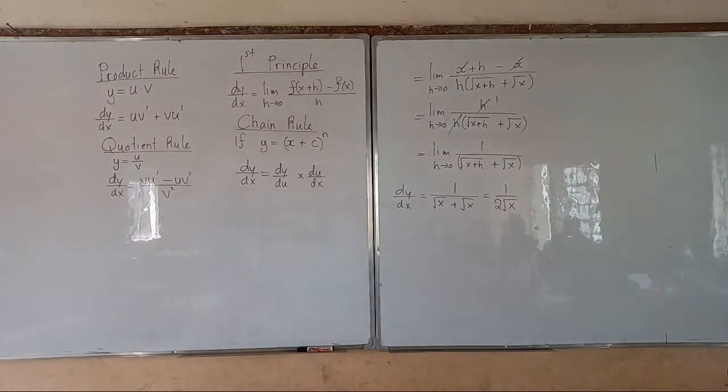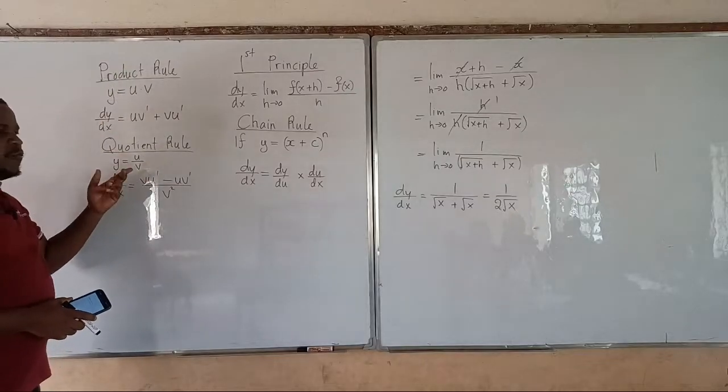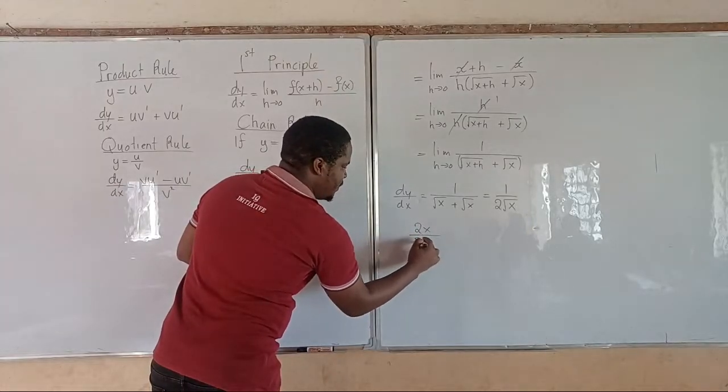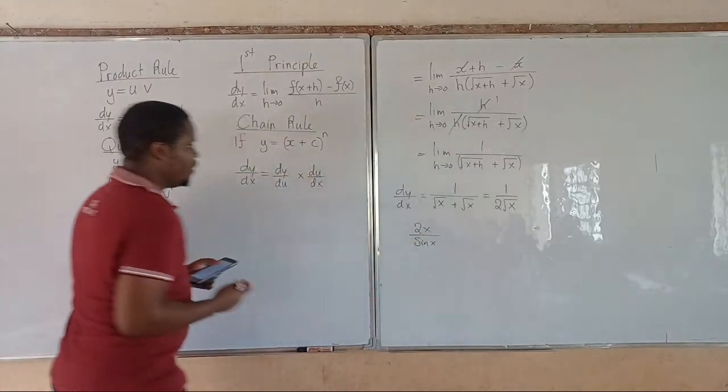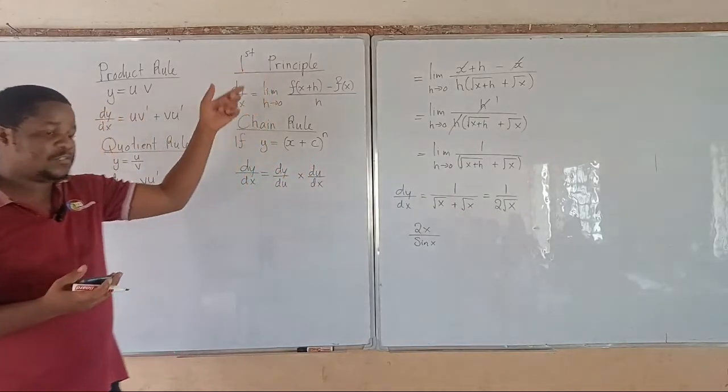Okay, I want you to understand when to use these. Sometimes you won't be told. Two functions multiplying, product. Two functions dividing, quotient. When we say two functions dividing, we mean maybe, for example, you have 2x over sine x. These are two functions dividing. When you have a function in a bracket, you use the chain rule. For the first principle, they'll specify.